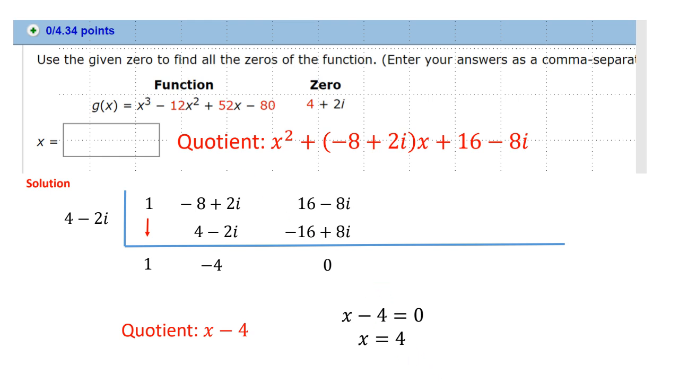We should have 3 zeros, which are x equals 0. I'm sorry, this should be x equals 4. And then we have our 4 plus 2i and our 4 minus 2i. So let me just correct this. This should be 4. Okay, so that's how we would find that polynomial.